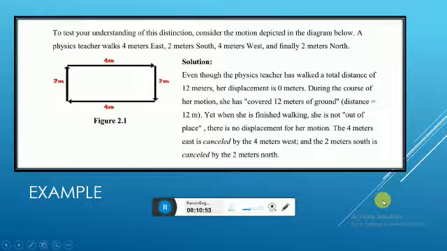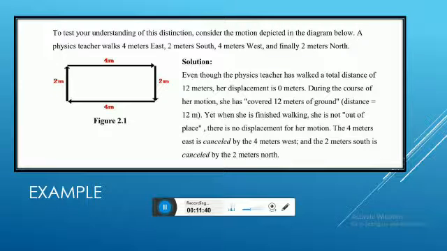Now let's discuss distance and displacement in a different way. Through this example, we can easily understand the distance of a body. If you start your motion from this point, in the example, your physics teacher walks 4 meters to the east, then 2 meters towards south, then 4 meters towards west, and then again 2 meters towards north. My question is, what is the distance and what is the displacement?